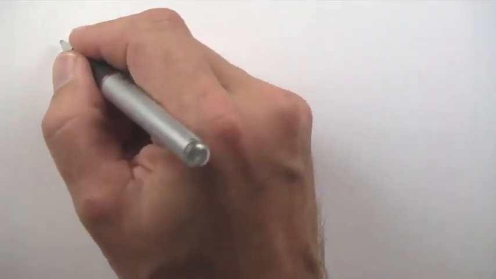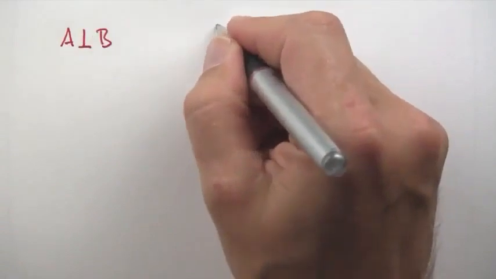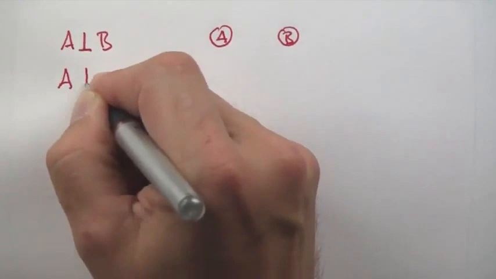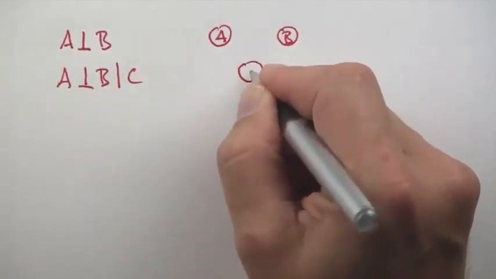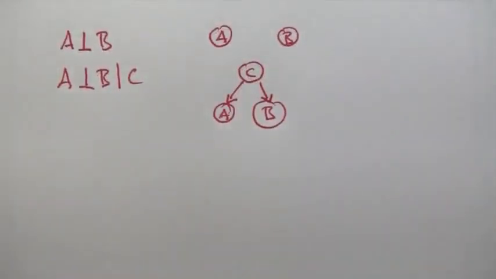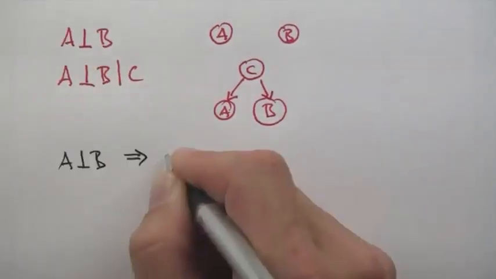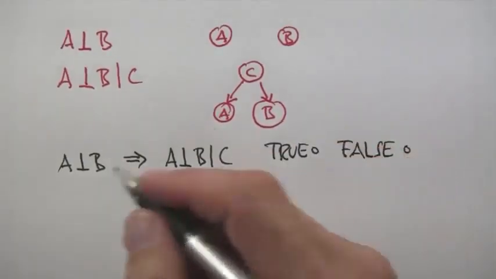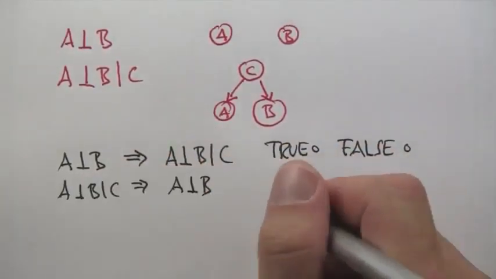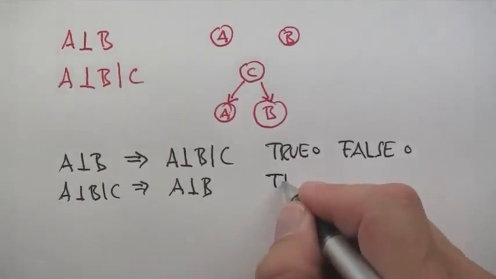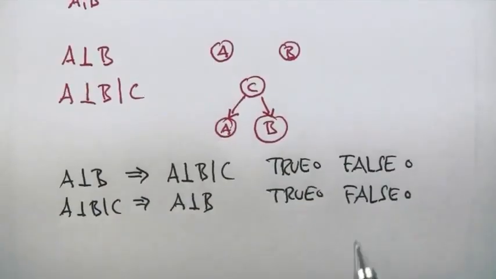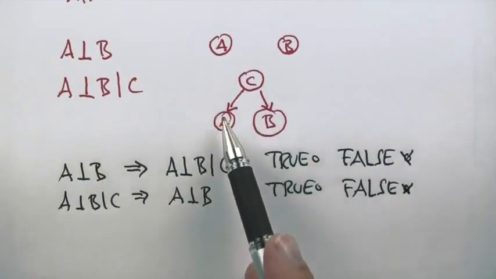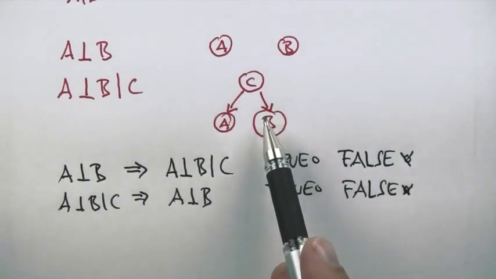So now we've learned about independence, and the corresponding Bayes network has two nodes that are just not connected at all. And we learned about conditional independence, in which case we have a Bayes network that looks like this. Now I would like to know whether absolute independence implies conditional independence, true or false. And I also would like to know whether conditional independence implies absolute independence, again, true or false. And the answer is both of them are false. We already saw that conditional independence, as shown over here, doesn't give us absolute independence.